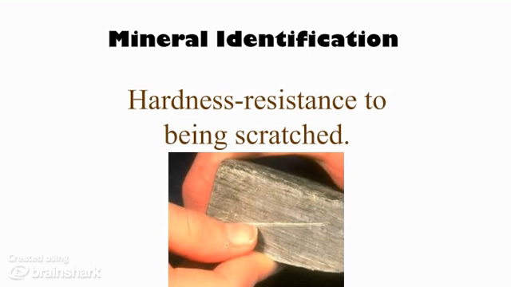The next mineral identification test is called hardness. Hardness means how easy the mineral can be scratched. And in this picture here, we see that this person is holding a mineral and using their fingernail to scratch the mineral. Well, that tells us that the mineral is pretty soft, if something as soft as your fingernail can scratch it.